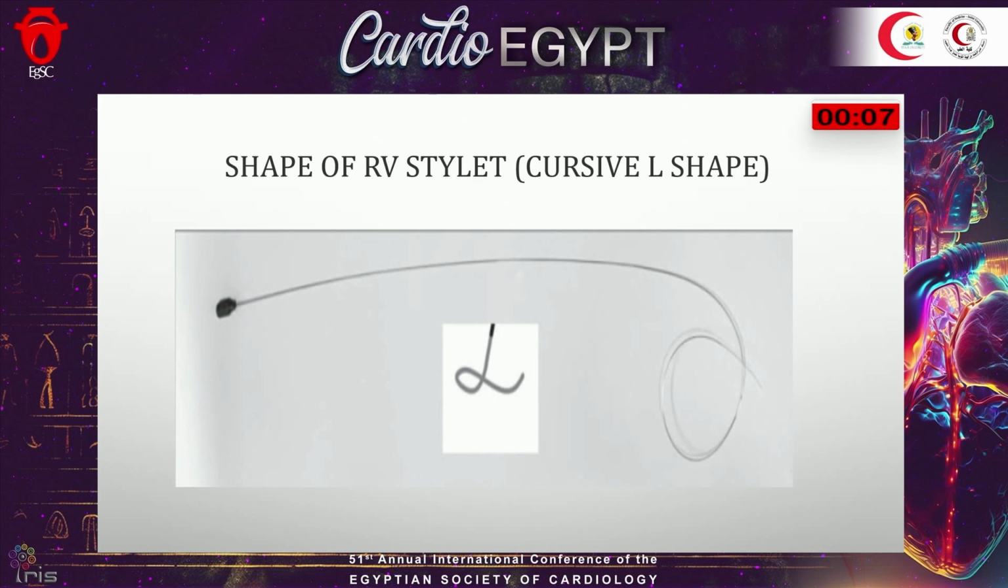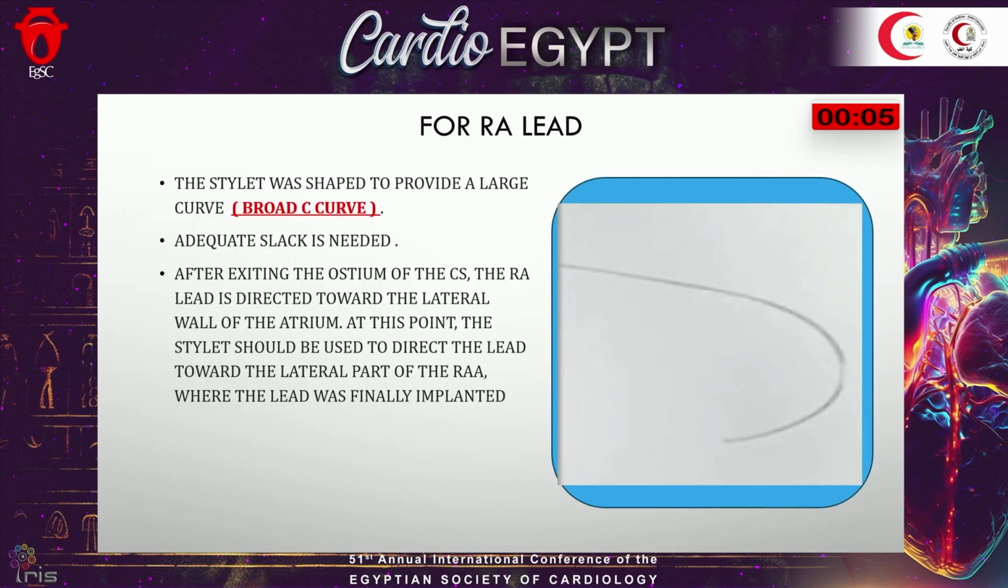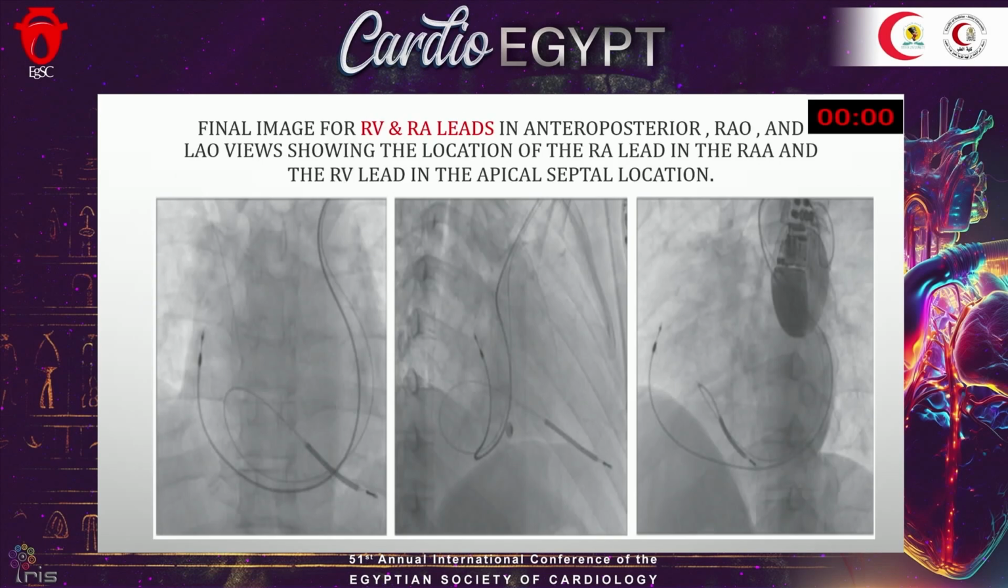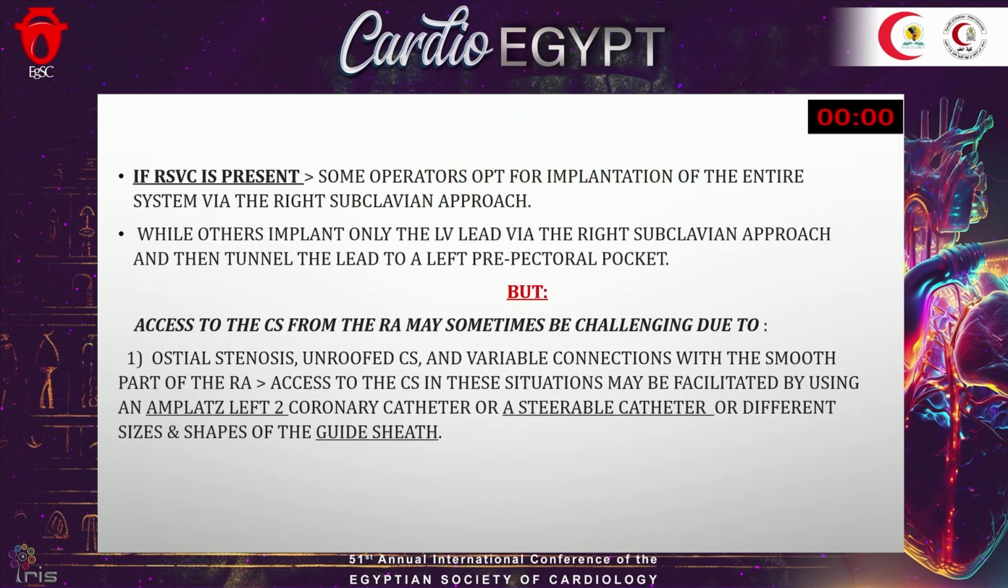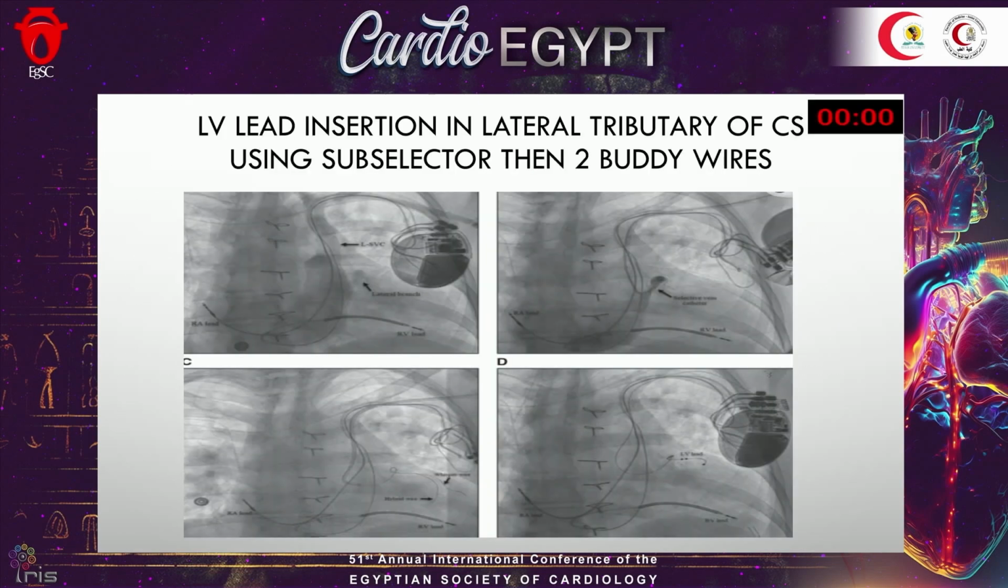This is the cursive L lead. This is the broad curve lead with a special angulation here too. This is for the RA lead. This is the explanation of what I said. This is a fluoroscopy for the RA lead and the RV lead. This is the barrel wire technique as I said.